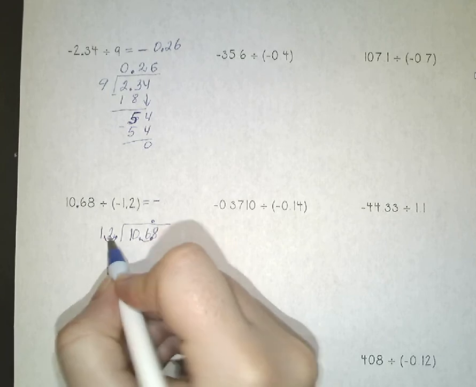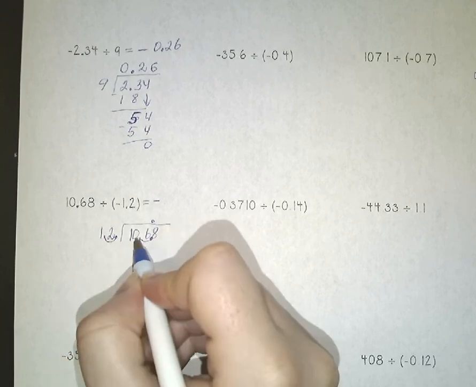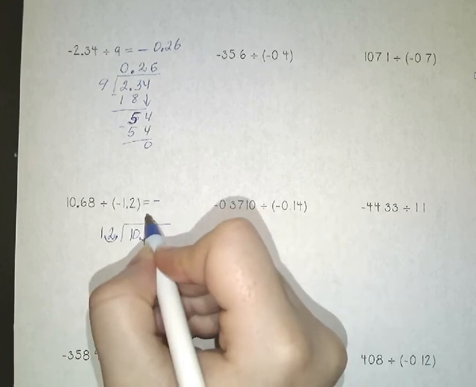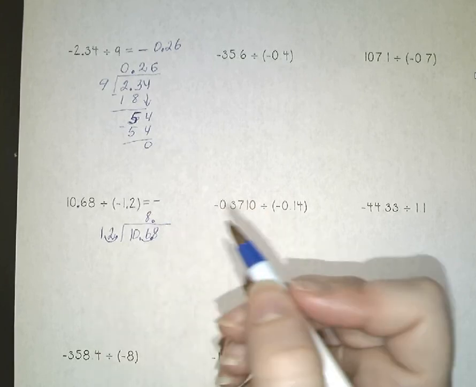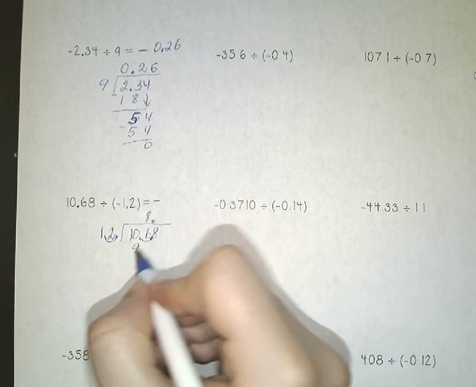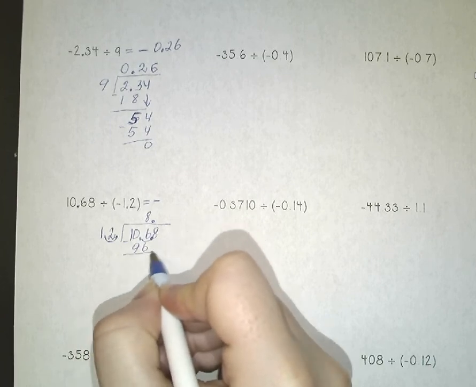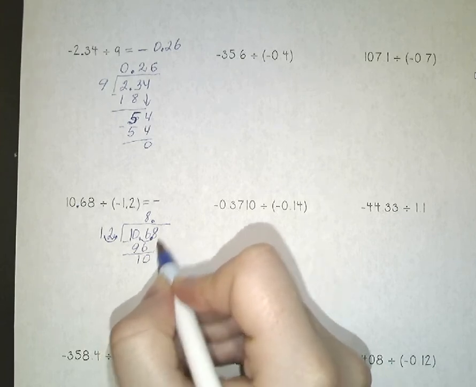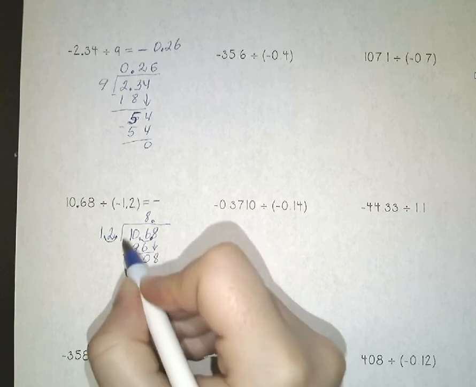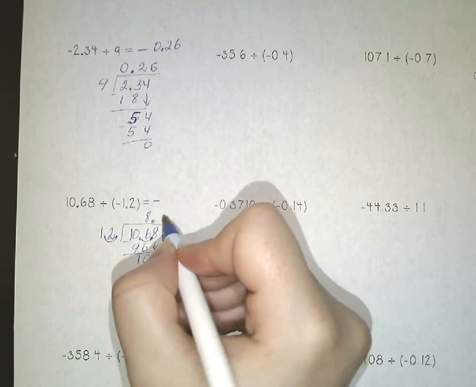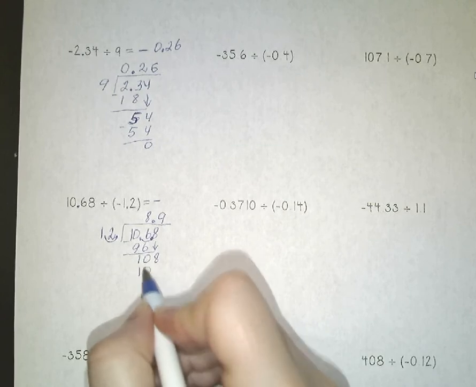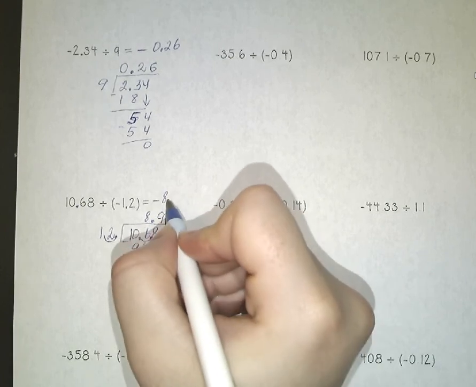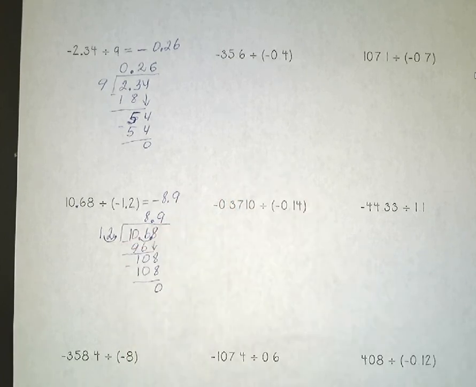12 does not go into 1. 12 does not go into 10. 12 goes into 106 8 times, and 8 times 12 is 96. We subtract it, we will get 10. Okay, and we will bring down that 8. 12 goes into 108 9 times, and you will get 108 without the remainder. So negative 8 and 9 tenths is my answer.